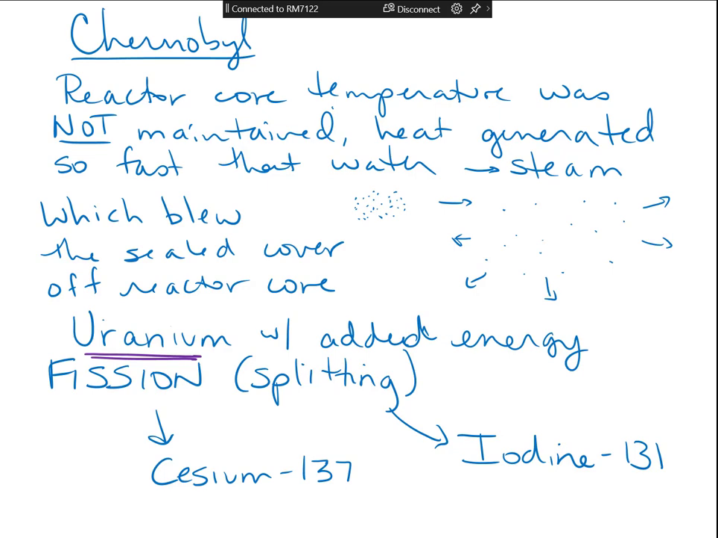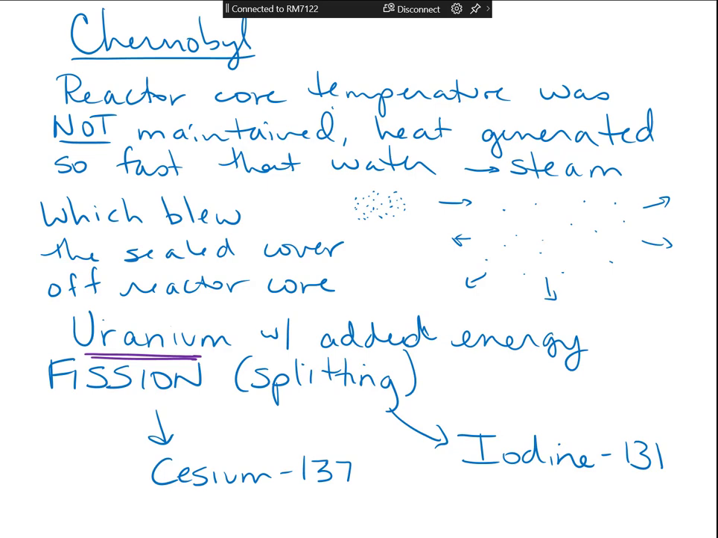Because I remember this. I was just about to graduate from high school. I was like, what? Jeez. Is this going to end up being something global? Are we all going to start having massive increases in cancer and everything globally because of this?